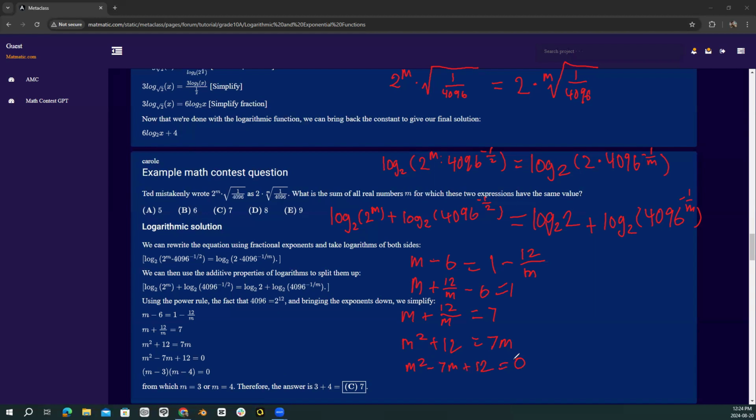equal to 0. Now this meets all of the requirements to be a quadratic equation, so we can just solve this using the quadratic formula. And then in factored form, we get m minus 3 times m minus 4 equal to 0. Which means m equals 3 or m equals 4. And 3 plus 4 is equal to 7. So that's the solution to our first problem.